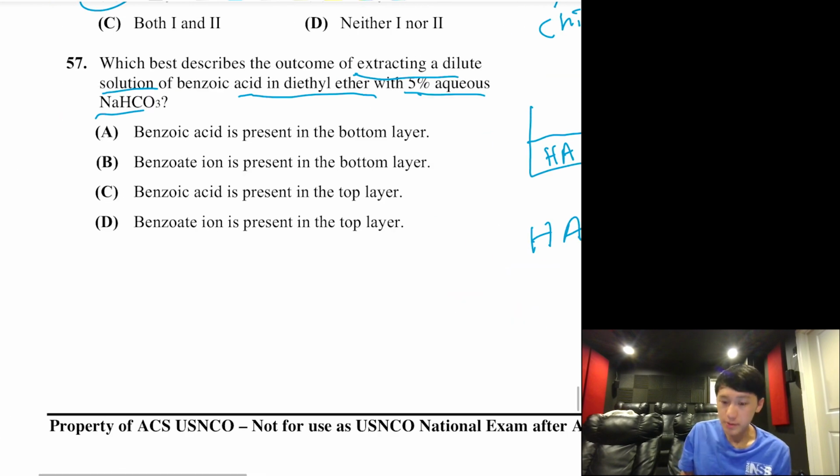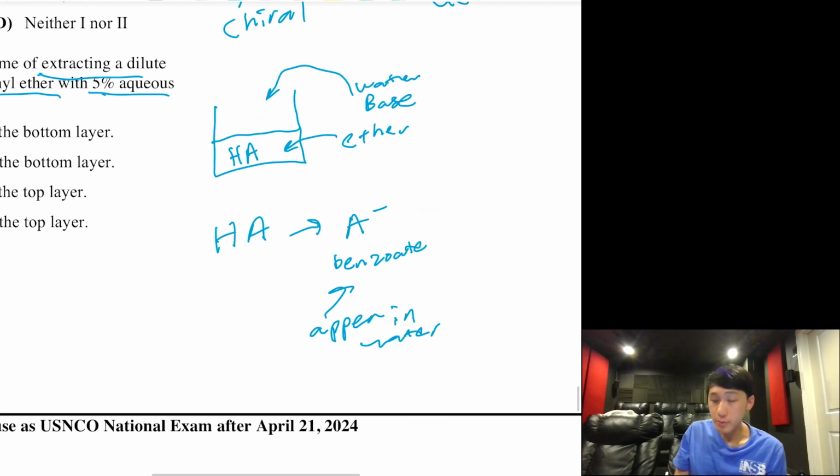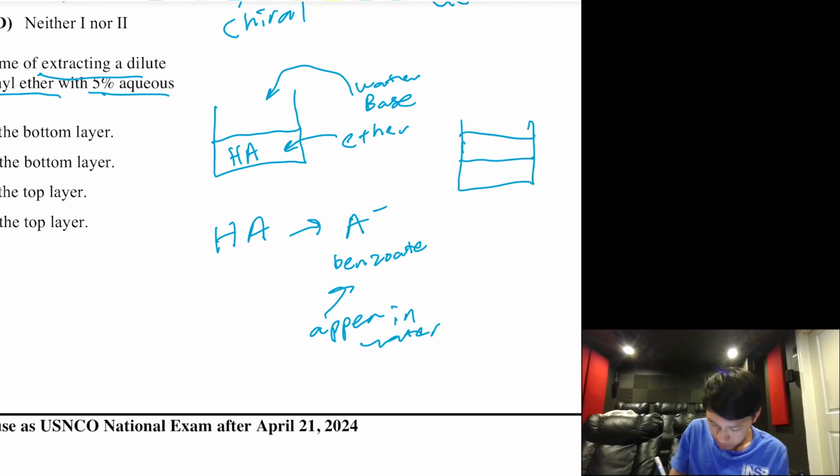Now, looking at the answer choices, the question does not ask you if it appears in water or the ether layer. It asks you if it appears in the bottom or top layer. Well, as a general principle, organic solvents are less dense than water, so they will appear above water, right? So we have the organic layer and then water.